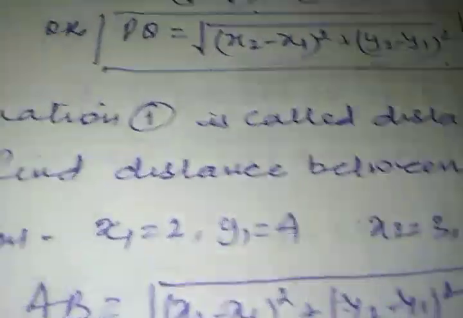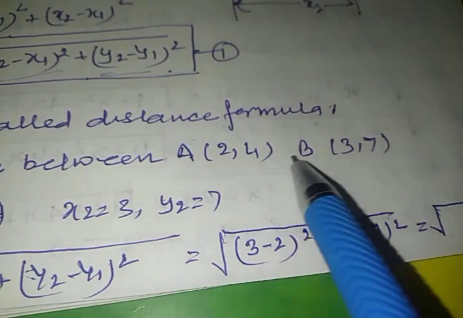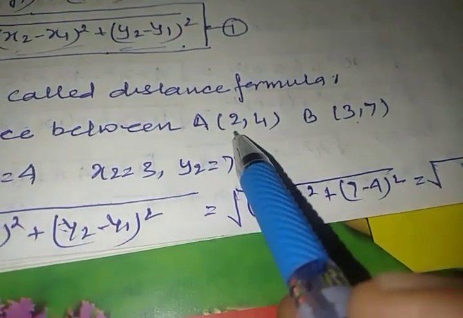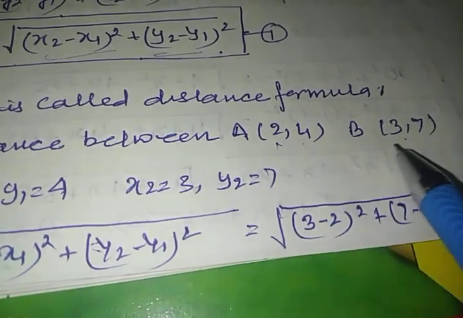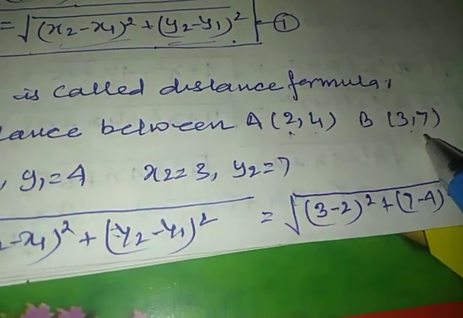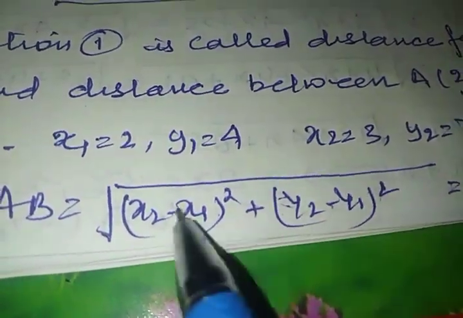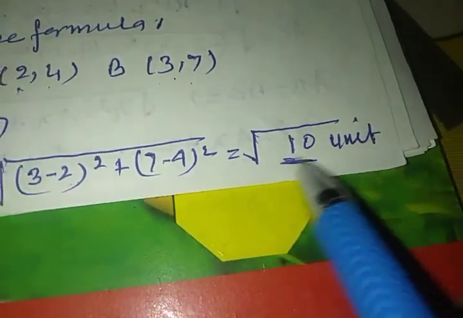Now our example I have given to you. Find the distance between A(2, 4) and B(3, 7). So let this be x1. x1 is 2, y1 is 4, x2 is 3, y2 is 7. So AB is equal to under root of (x2 minus x1) whole square plus (y2 minus y1) whole square. So put the values. Here you get under root 10 units as your answer.